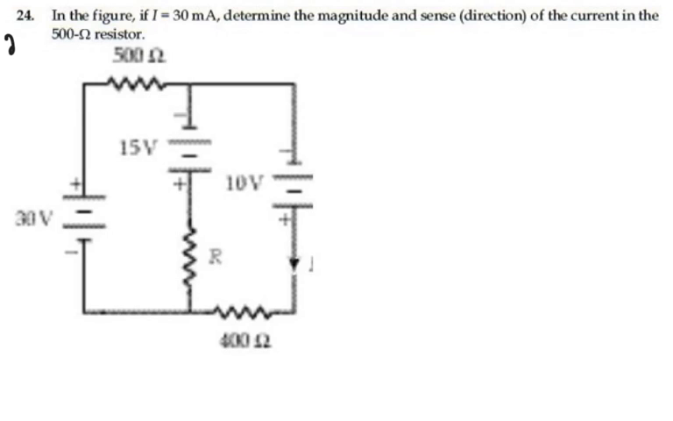Here's problem 2824. In the figure, if I is equal to 30 milliamps, determine the magnitude and sense, the direction of, the current in the 500 ohm resistor. Okay, we could solve this problem.